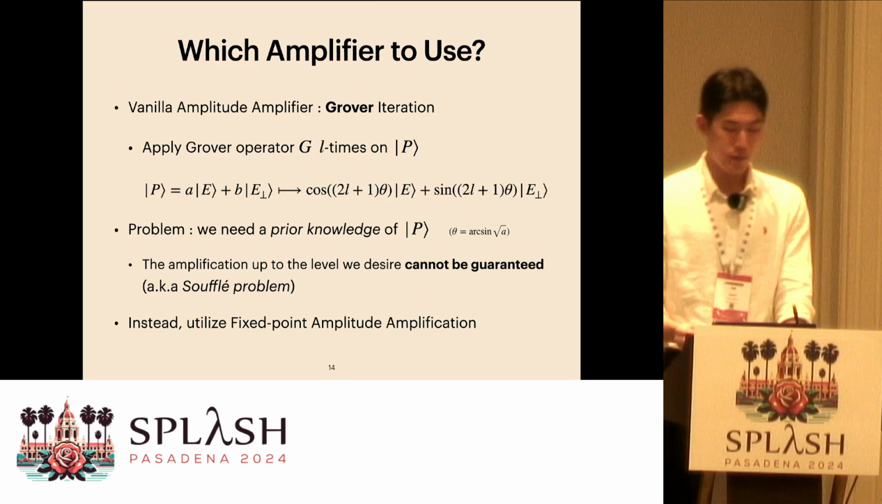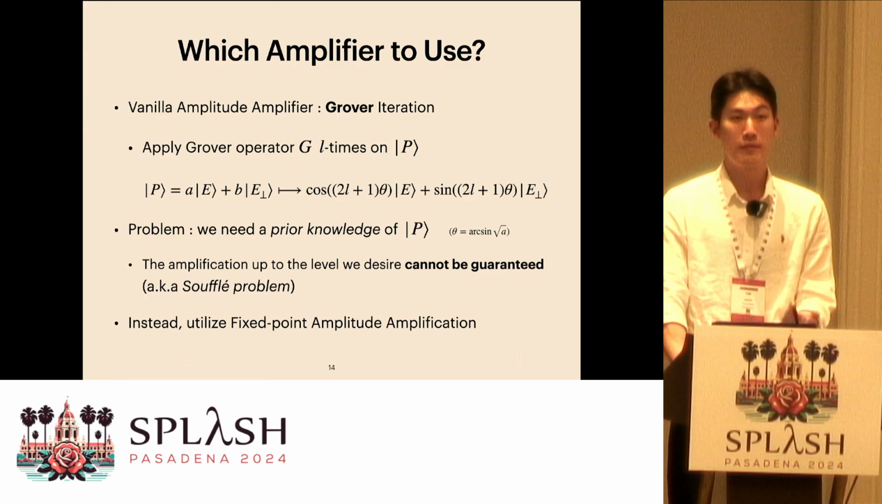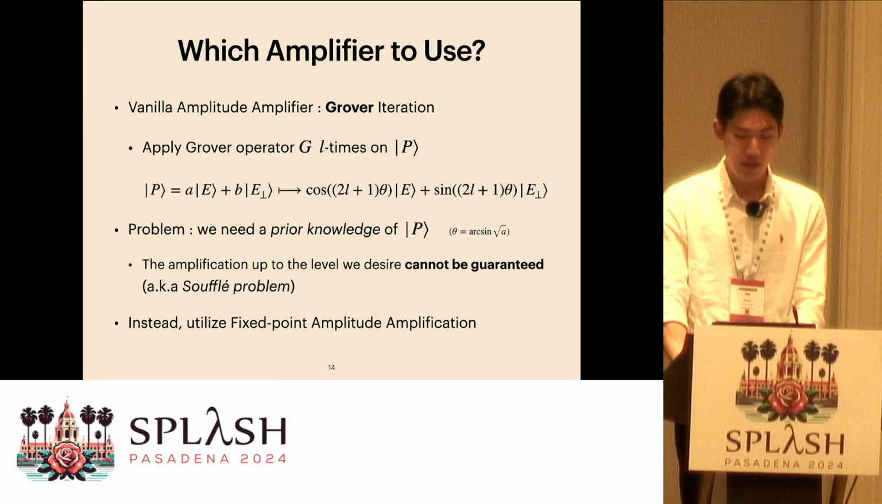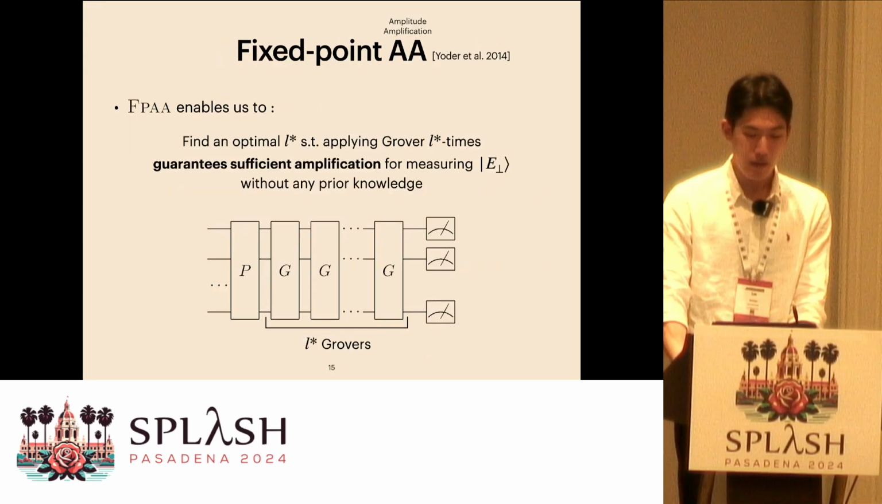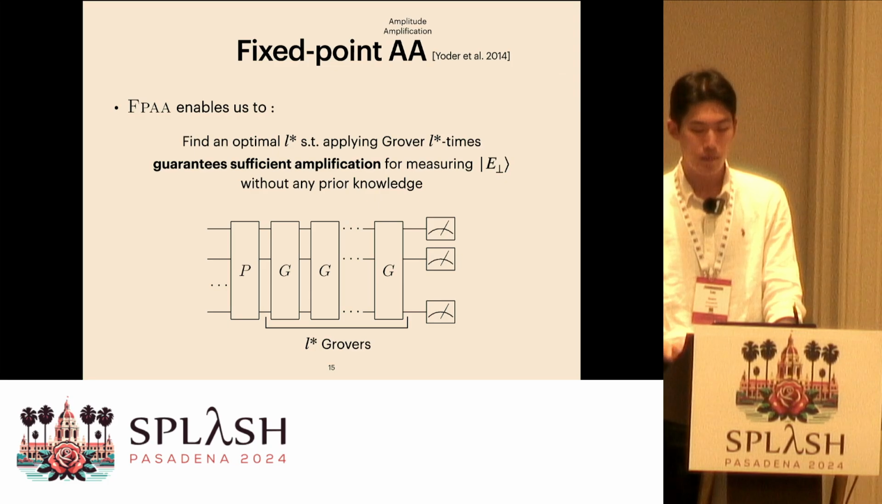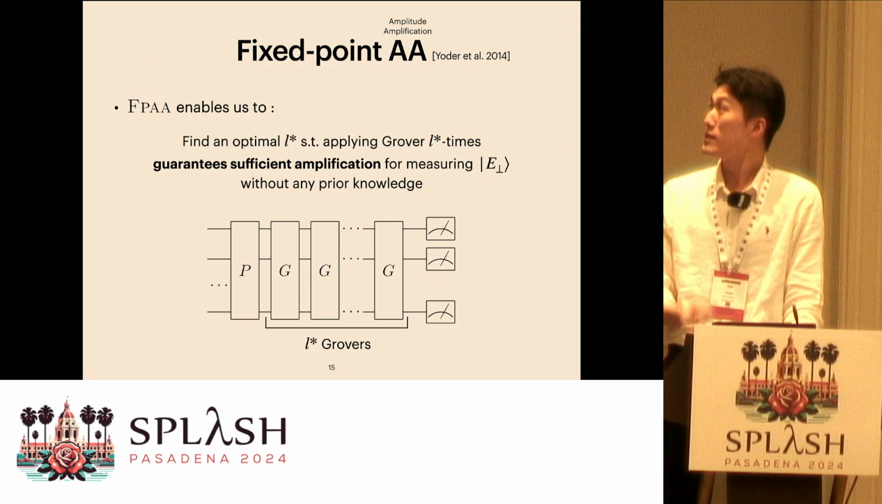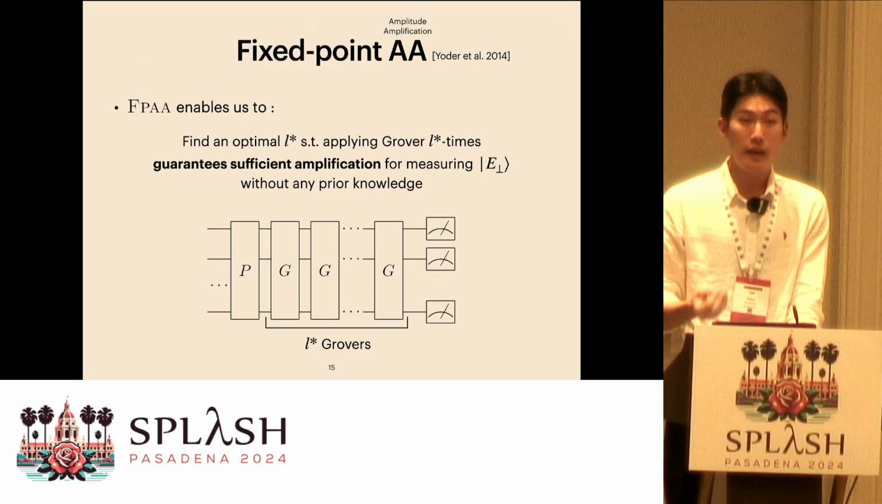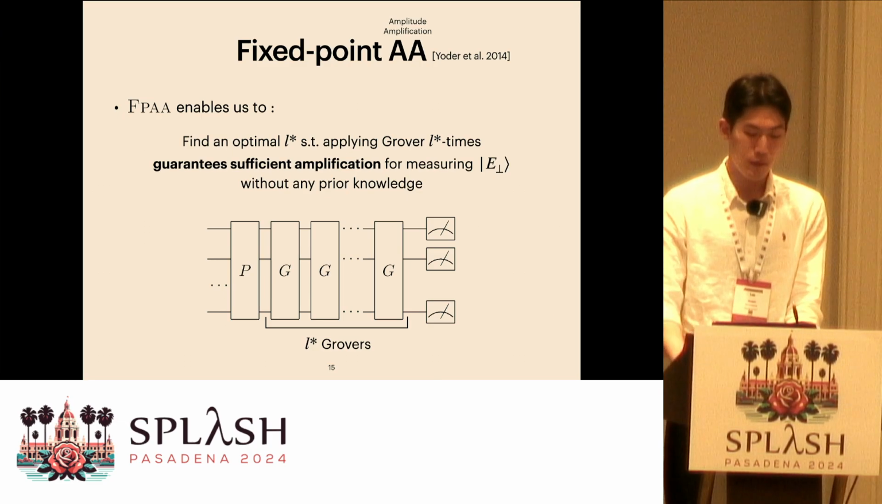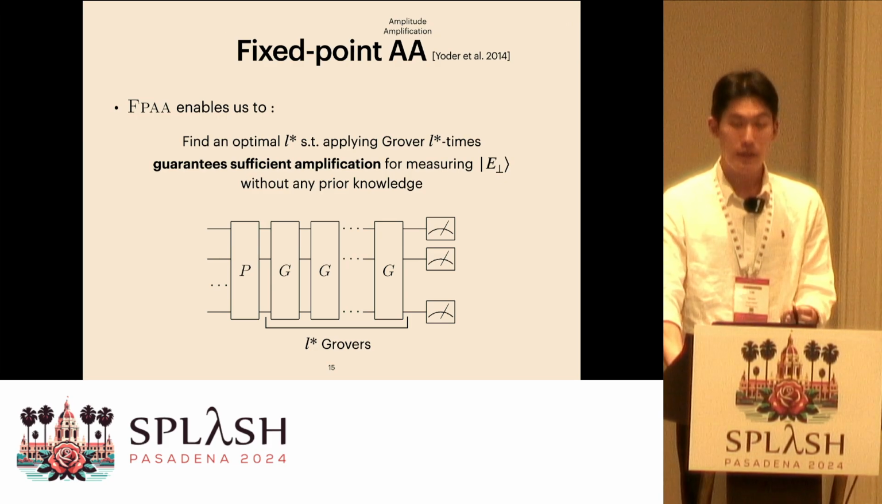Instead, to address this issue, we opt for the fixed point amplitude amplification, which is called FPAA, in our work. FPAA is a very effective amplifier for finding the specific number of iterating Grover operations. It guarantees the existence of L star such that L star times of repeating the Grover operation amplifies the probability of measuring eBootCat, which is the bug, with desired assurance.